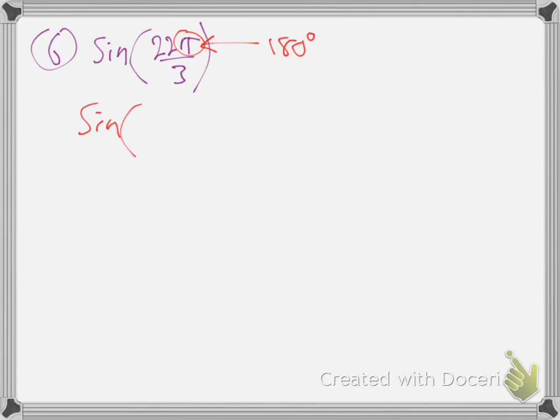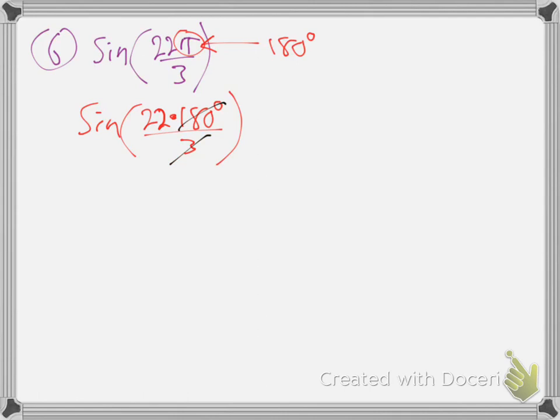Sine of 22 pi over 3. That's a big angle. Let's plug in the 180 thing. Pi is 180. This is sine of 22 times 180 divided by 3. We have to do some by hand. What would be easier is to divide first, like 3 into 180, then multiply, because dividing makes numbers smaller.